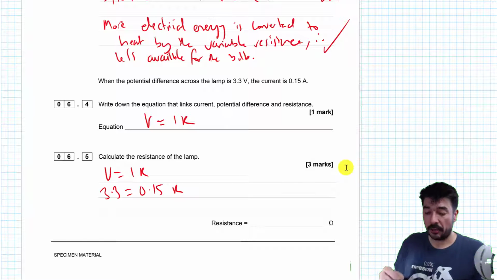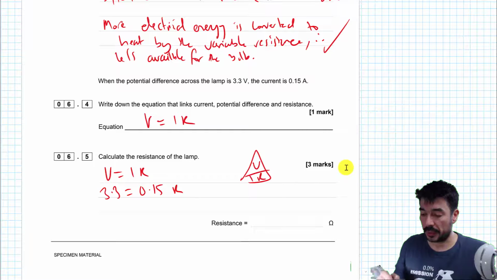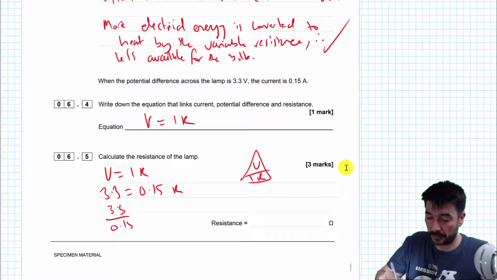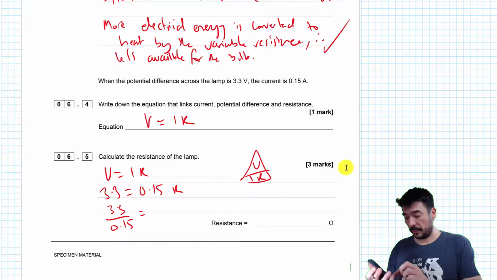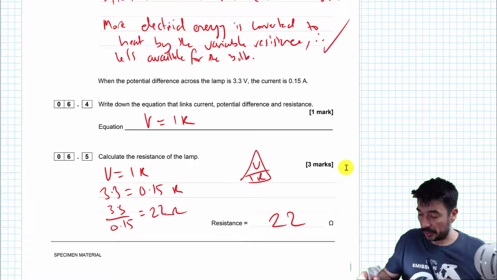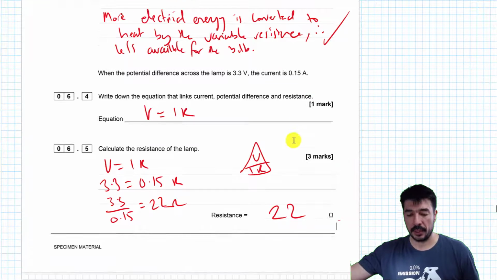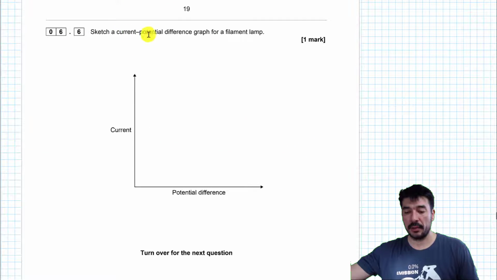Okay, so if you're not sure, you can use that. I need to rearrange for R, so it's V divided by I. So I'm going to do 3.3 over 0.15. 3.3 divided by 0.15 gets me 22 ohms. 22, and they give me the unit, so I should be fine. Okay, 3 marks available for us. Quite a straightforward calculation. Okay, next, sketch a current potential difference graph for a filament lamp.